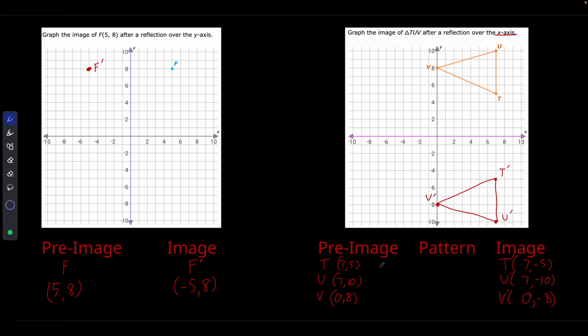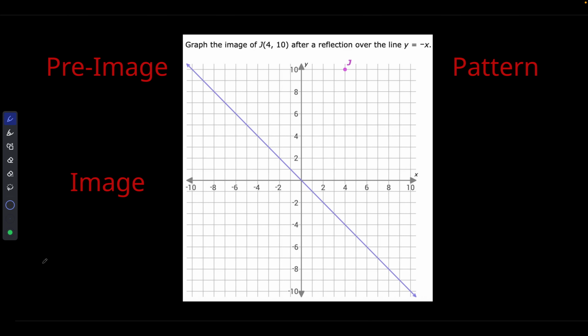And the pattern is sort of the opposite of the first pattern that we looked at. When you reflect over the x-axis, you change the y values, right? So y went from +5 to -5, so on and so forth. And so in words, here it is. Change the positive negative sign on the y coordinate. All right, last one we're going to talk about here.